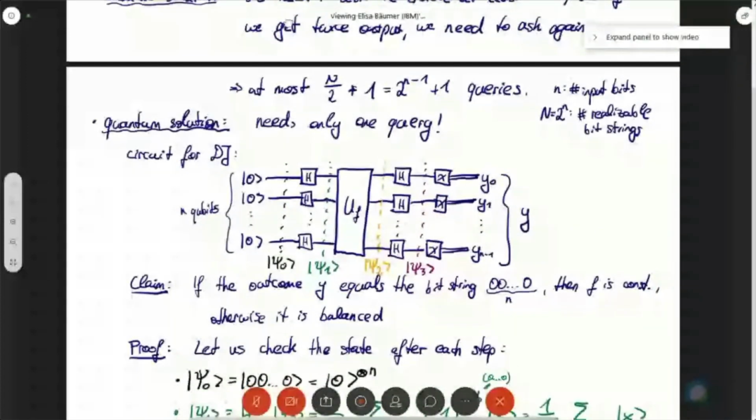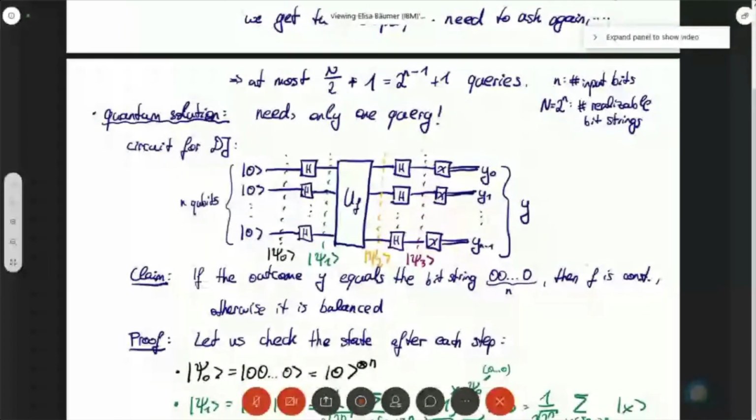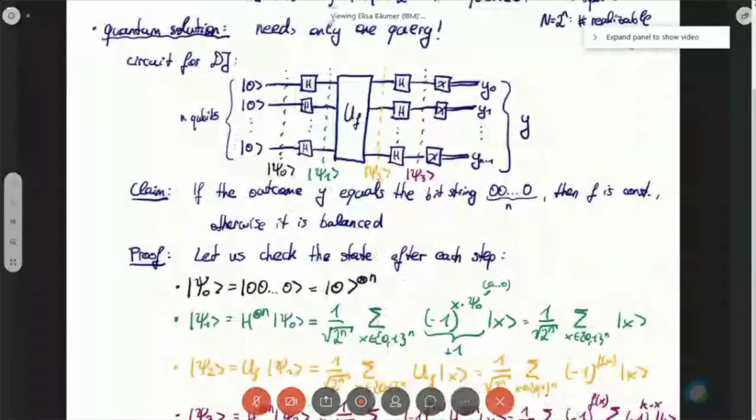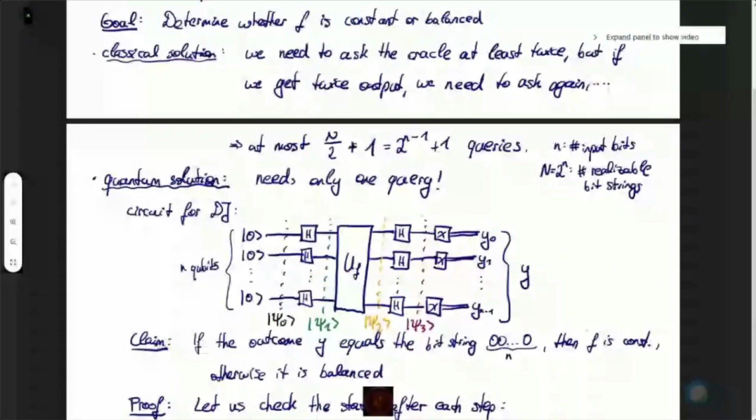And we can see that with 1 query of the oracle and a measurement on all the qubits, we will immediately get the answer to our question. Now, maybe to give you very quickly an intuitive way to understand Deutsch's algorithm as well, let's look at the circuit for what happens in the case where f of x is constant.